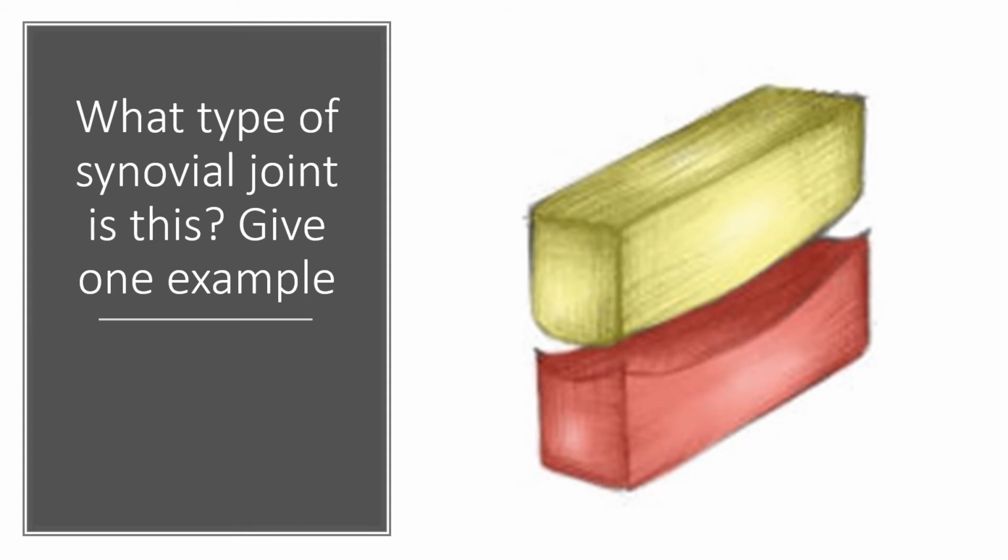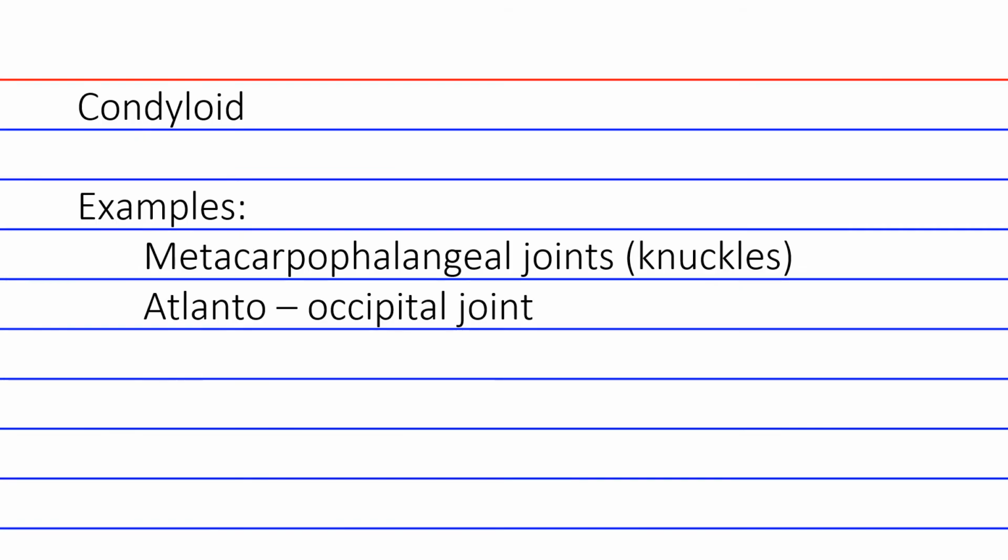What type of synovial joint is this? Give one example. The answer is a condyloid joint. These are found in your knuckles, as well as your atlanto-occipital joint, which would be that joint between your atlas, your atlas cervical vertebra, and the occipital bone.